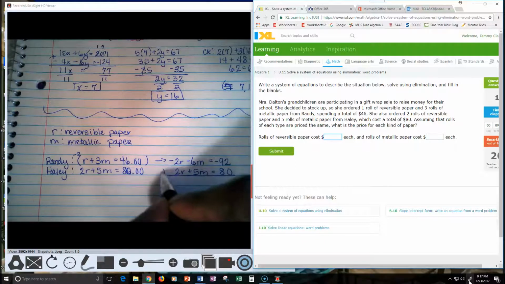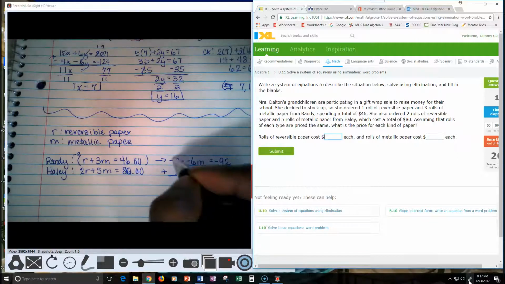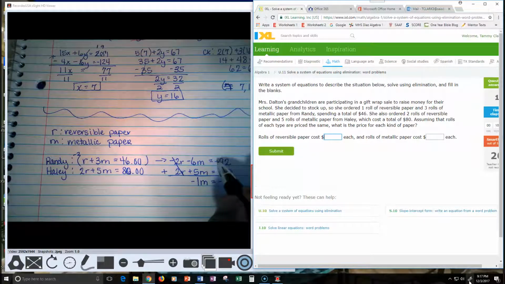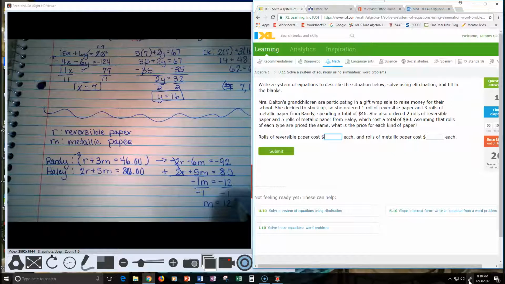Well, now I can add these together. Well, the reversible paper cancels out, and I'm left with the metallic paper. So that's -6m plus 5m is -1m equals -12. 92 minus 80 is 12. The 92 is a bigger number and it's negative, so I have -12. I'm going to divide both sides of the equation by -1. So the metallic paper costs $12.